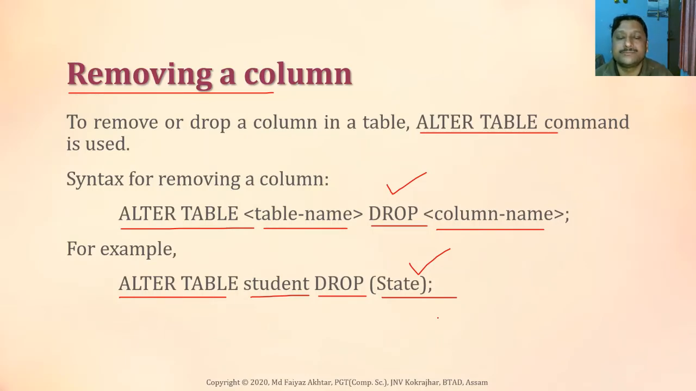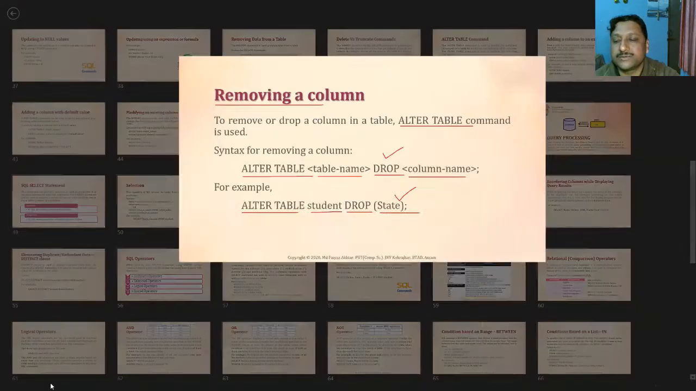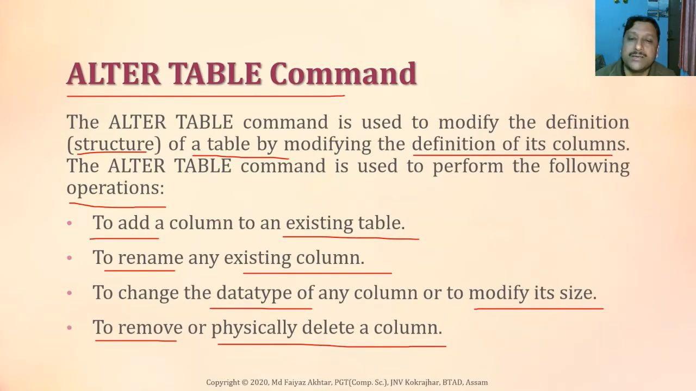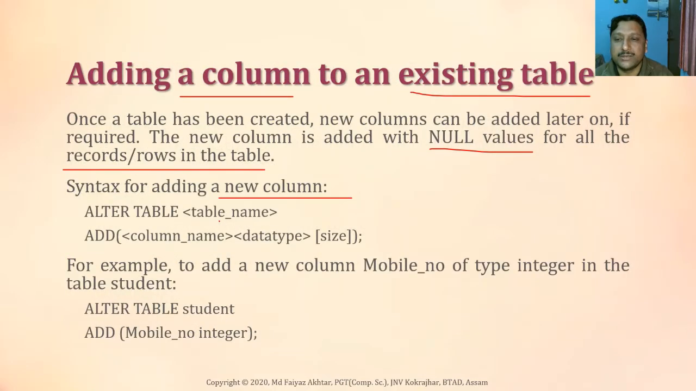First we have learned that the alter table command can be used for various purposes. First, to add a new column in an existing table, rename the column. Then the data type can be changed, size can be changed, constraints can be changed, and also we can remove a column. So to add a new column we have to use the add clause. See, the add clause is to be given.